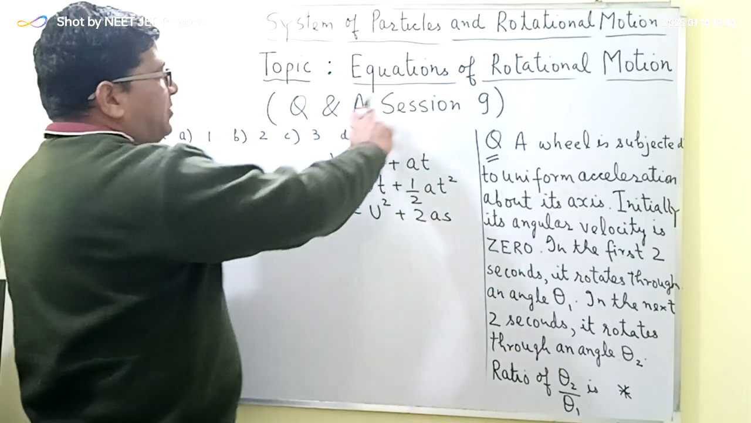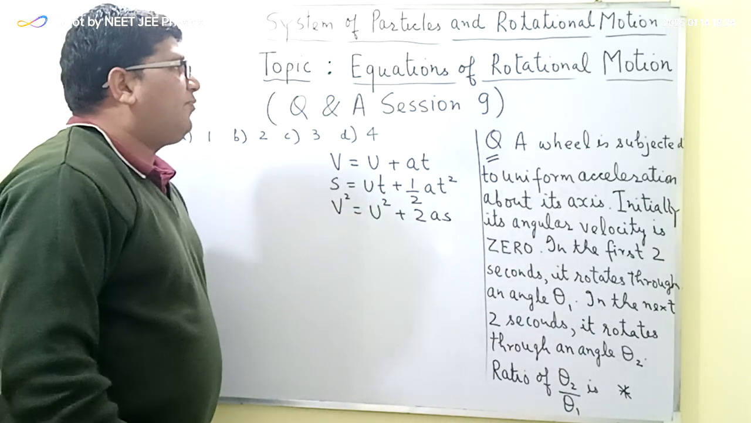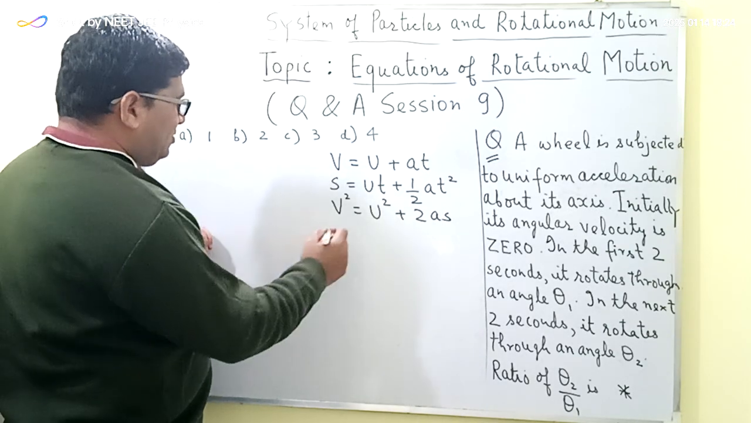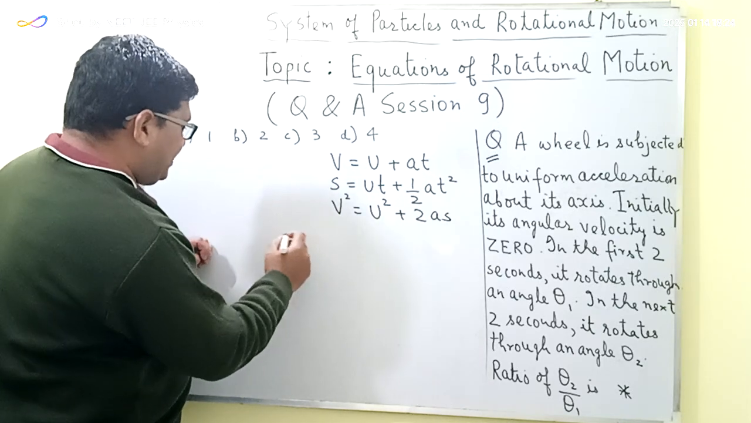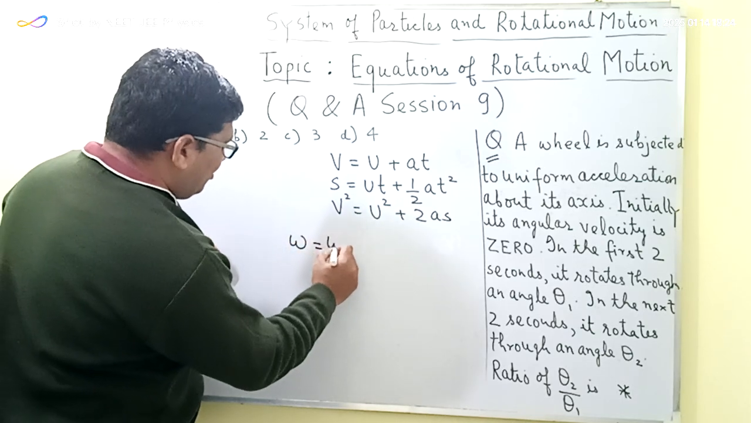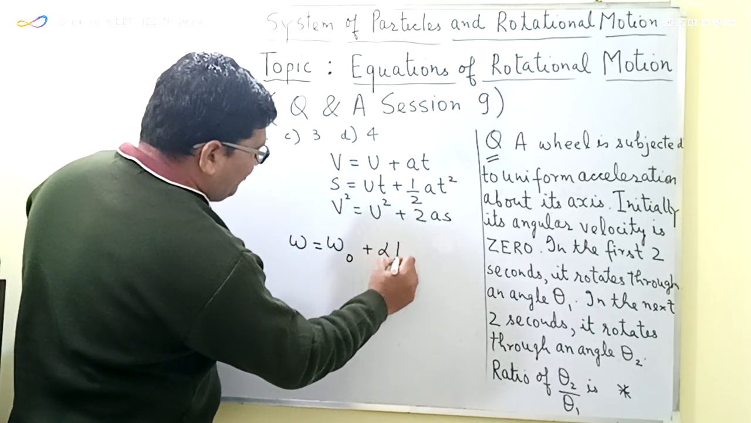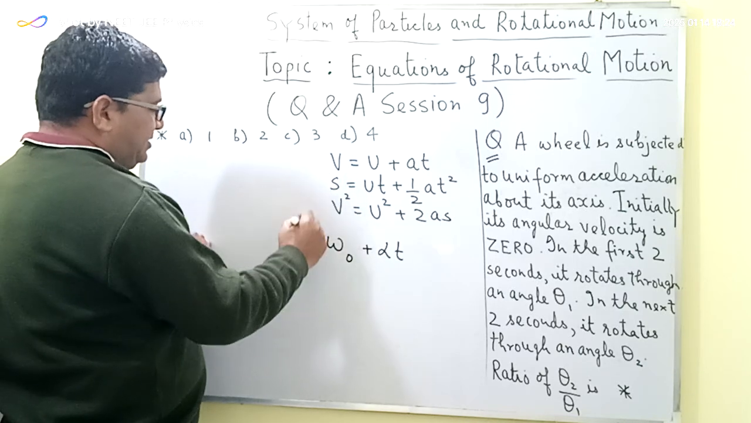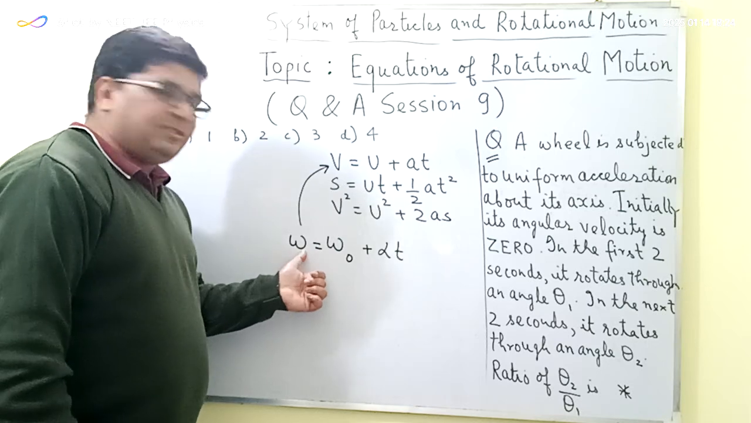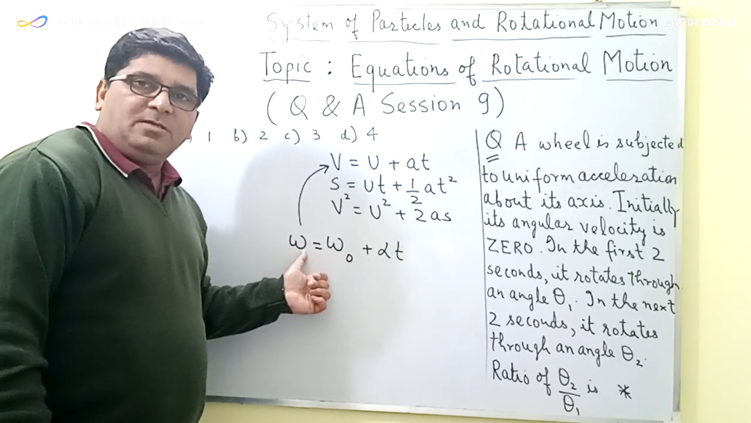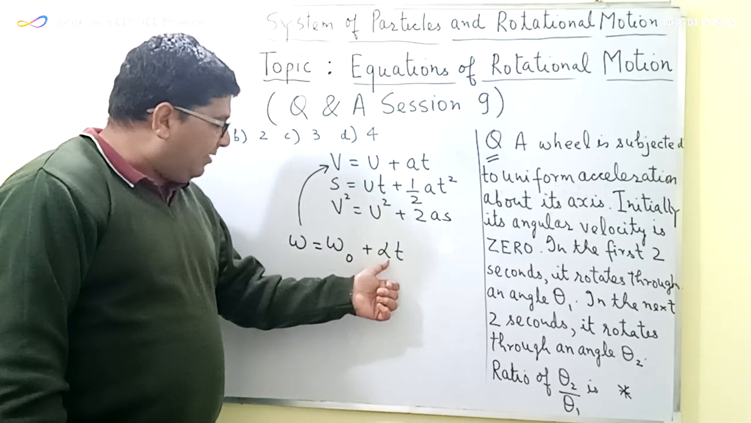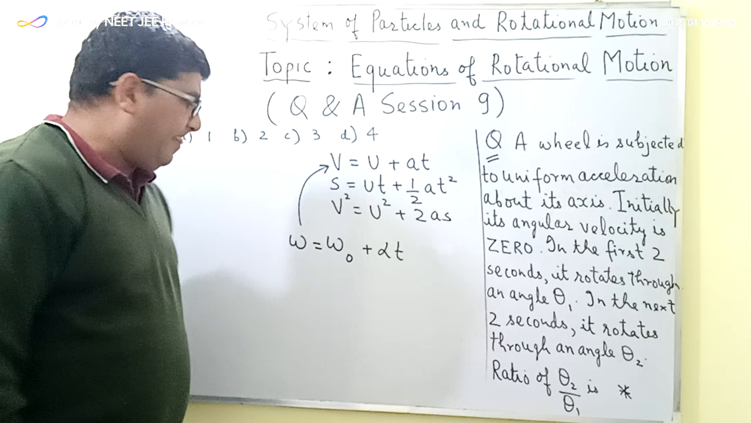So उसी प्रकार से there are three equations of rotational motion having constant angular acceleration. So वो equations कौन कौन सी हैं वो मैं यहाँ पे लिखूंगा. That is, the first equation is omega is equal to omega naught plus alpha t. So now this equation is comparable to this equation, that is v is equal to u plus at. So here in the case of rotational motion, omega is the final angular velocity, omega naught is the initial angular velocity, and alpha is the angular acceleration, and t is the time.